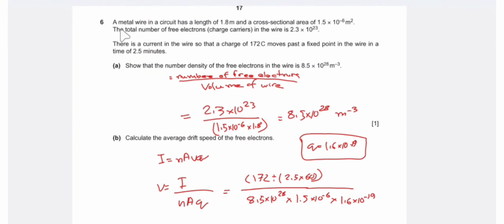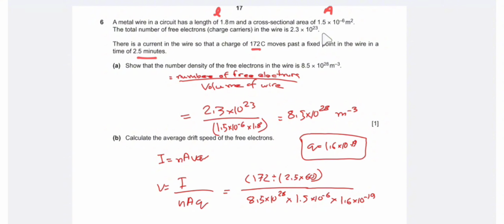Number 6. A metal wire in a circuit has a length of 1.8 meter. Cross-sectional area is 1.5 into 10 to the power negative 6 meters squared. The total number of free electrons in the wire is given. There is a current in the wire, so that the charge we have been given moves past a fixed point in the wire in a time of 2.5 minutes. So show that the number density of the free electrons is given.